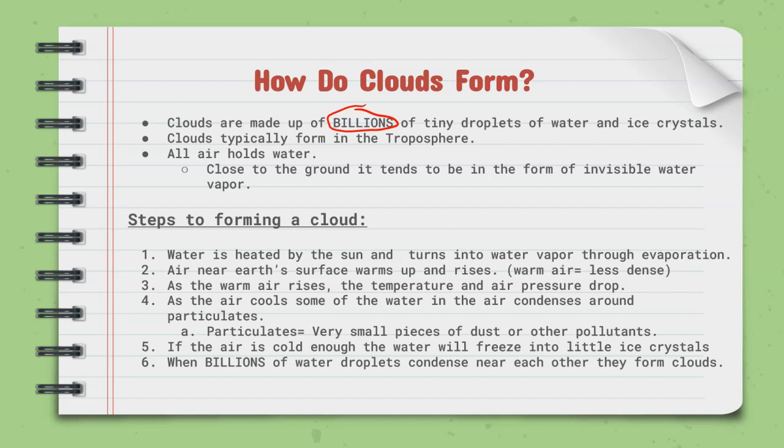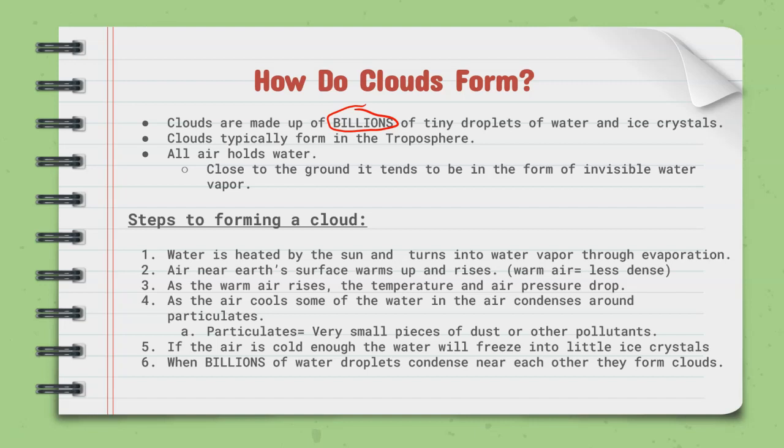Another thing that you need to know is where the water vapor comes from. Well, the water vapor comes from the air. Down here on Earth's surface, the water tends to be in the form of a gas and therefore it is invisible to our eyes. But as it increases in altitude, that water vapor cools off and condenses to form clouds. So here are 6 steps that you need to know on how clouds form.